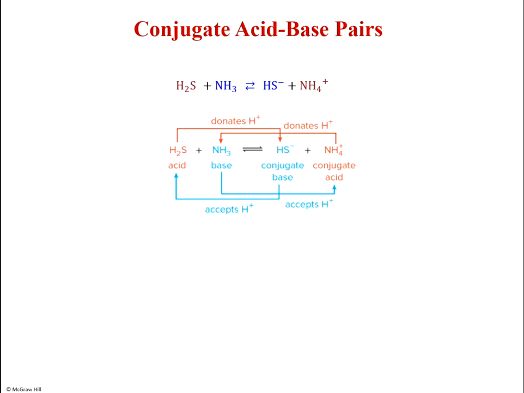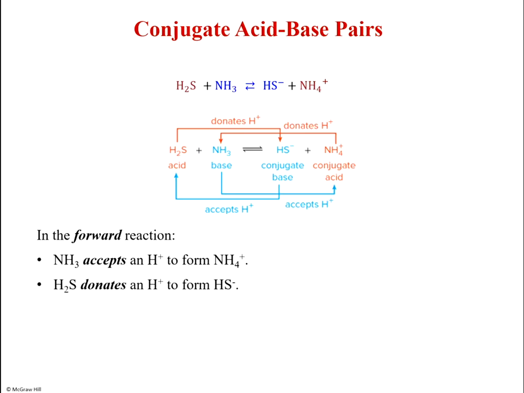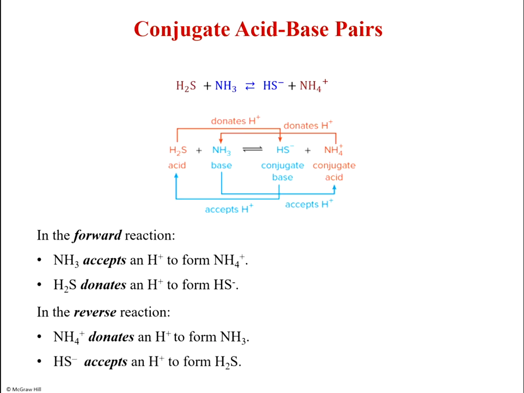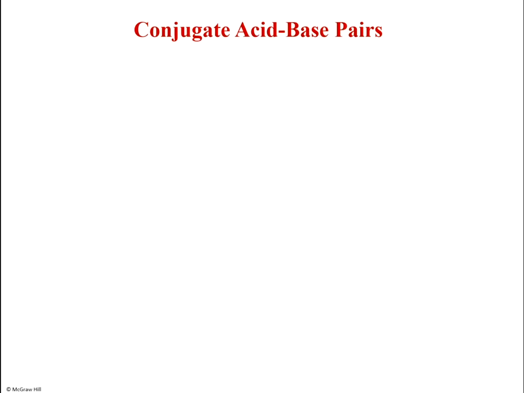Likewise, ammonia and ammonium constitute a conjugate base-acid pair system, ammonia being the base and ammonium being the conjugate acid. In the forward reaction, ammonia accepts a proton to form ammonium. Hydrosulfuric acid donates a proton to form hydrogen sulfide anion. In the reverse reaction, ammonium donates a proton to form ammonia, and monohydrogen sulfide anion accepts a proton to form hydrosulfuric acid.